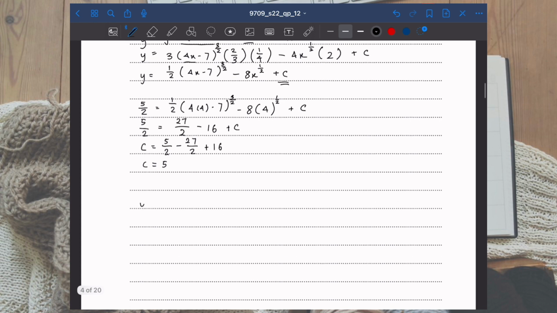So our equation is y equals to half (4x minus 7) power 3 over 2 minus 8x power 1 over 2 plus 5. That is your equation of the curve.